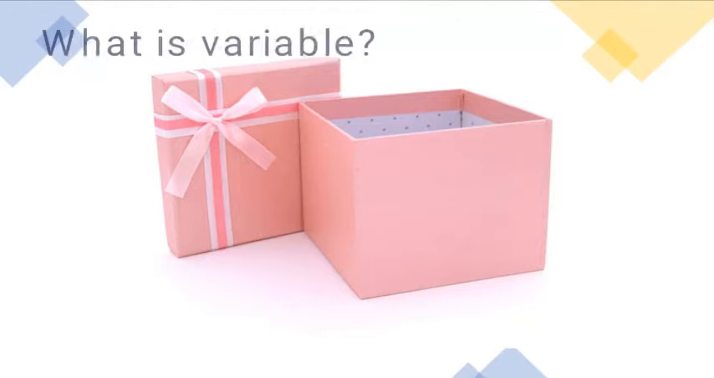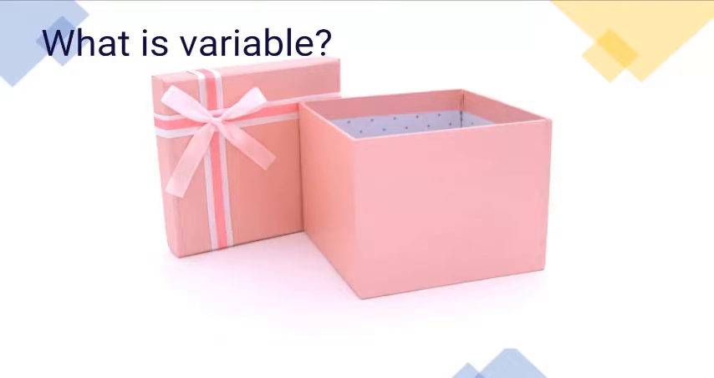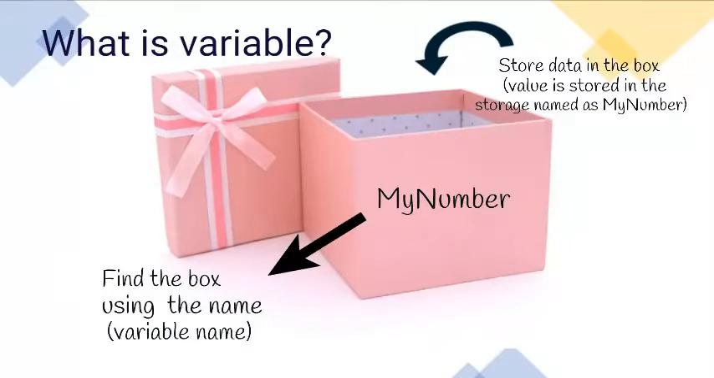In this video, we will learn what is variable, how to declare and initialize the variable in C language. Variable is like a container or box or storage space with a name in which you can store data value.